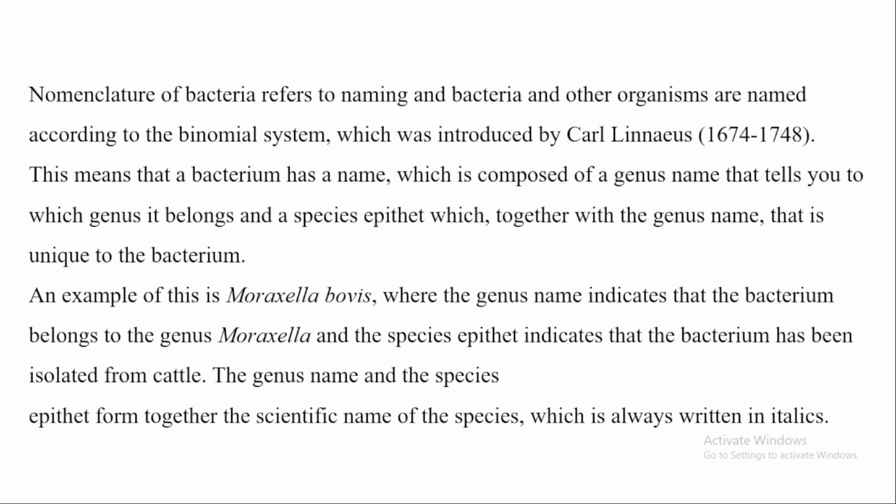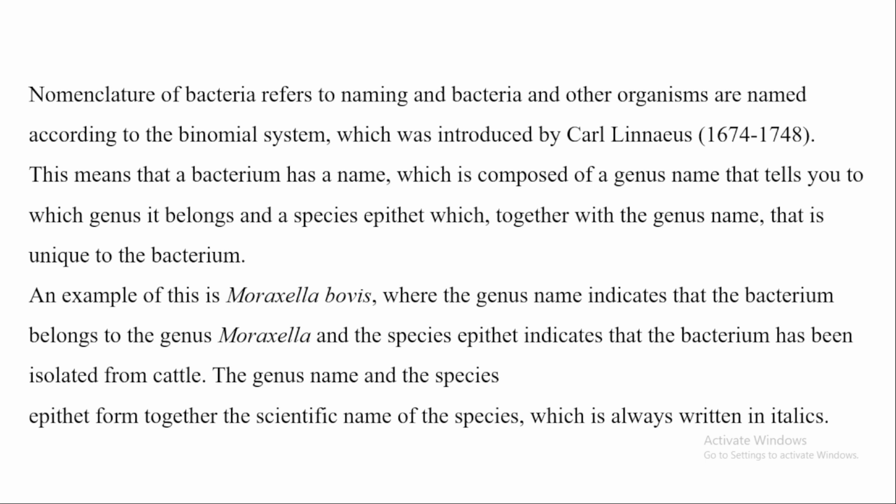So this nomenclature, referring to naming, this binomial nomenclature system, was introduced by Carl Linnaeus. This means that a bacterium has a name which is composed of a genus name that tells you which genus it belongs to, and a species epithet which together with the genus name gives a unique name to a bacterium.